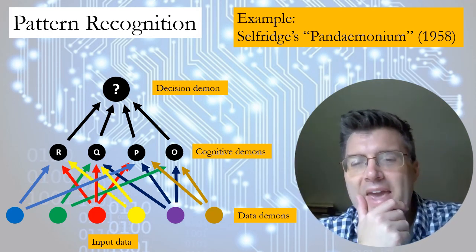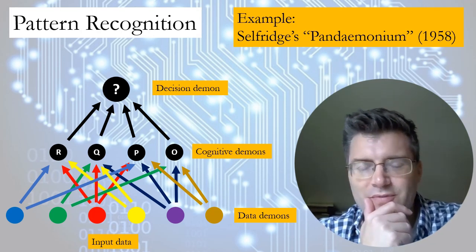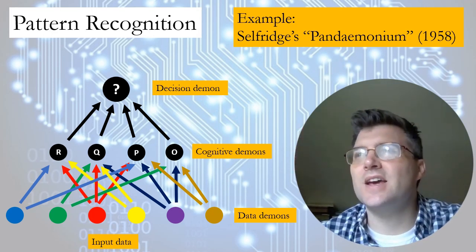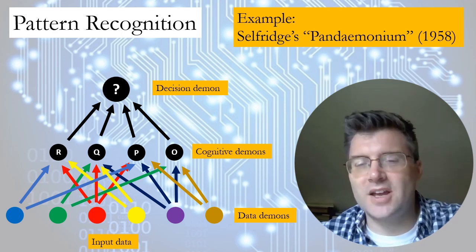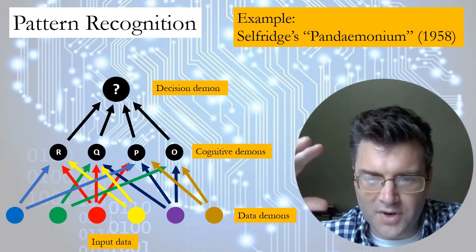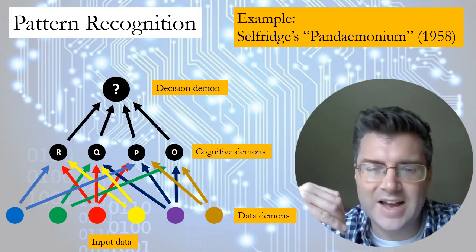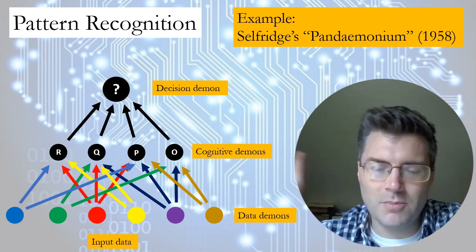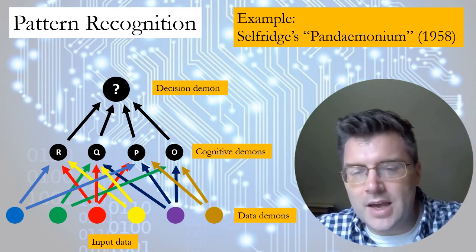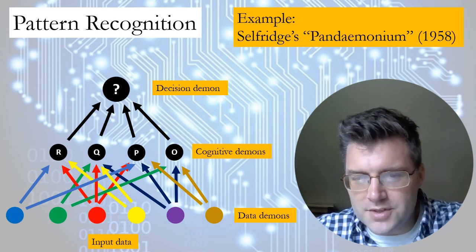Oliver Selfridge's Pandaemonium. This name means the place of all the demons. For some reason, theoretical posits in scientific fields sometimes get called demons because they're kind of imaginary creatures, so to speak. This architecture was described in this 1958 paper, and it was used for a variety of pattern recognition tasks. It's a hierarchy of demons, almost like an employment hierarchy where the boss is at the top and there are middle managers in the middle, and then there are entry-level workers at the bottom.